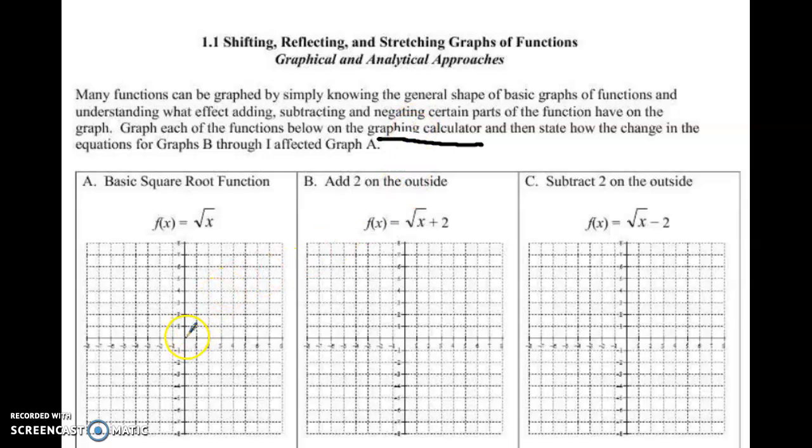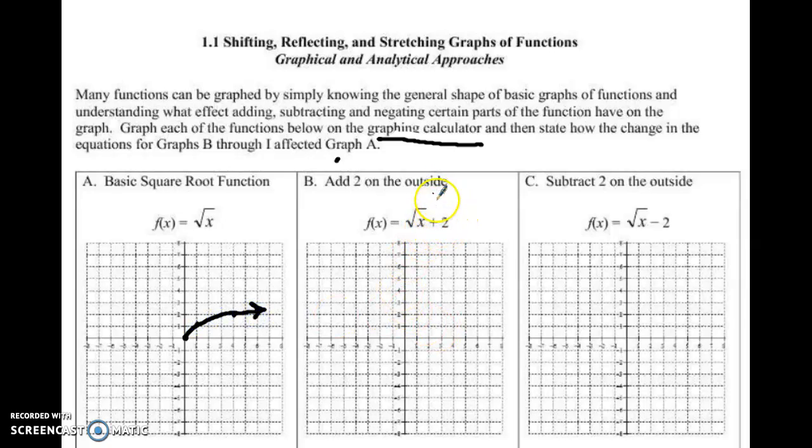I'm just going to assume that you can use a table, or you know already this: when you plug in the square root of 0, you get 0. When you plug in 1 for x, the square root of 1 is 1. I'm going to jump to 4 because I know the square root of 4 is 2. And we have this function like this.